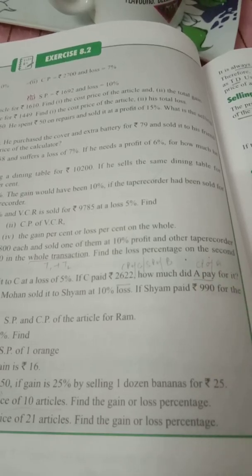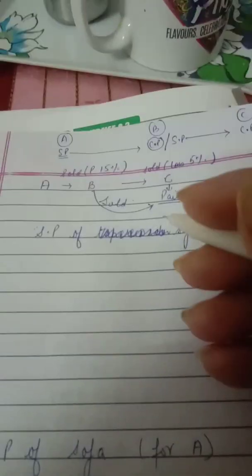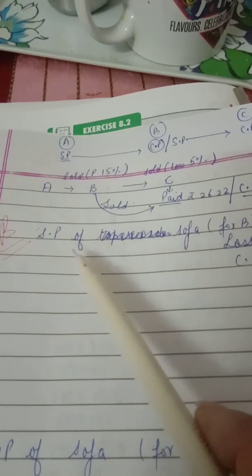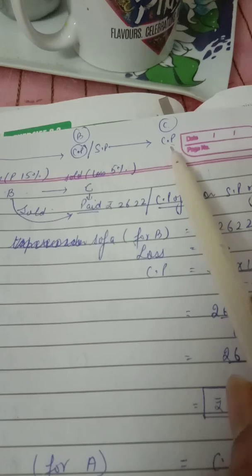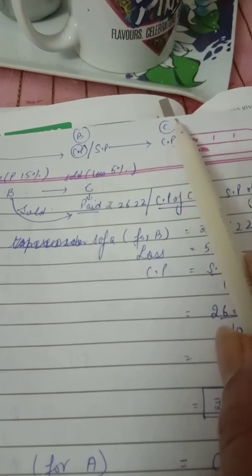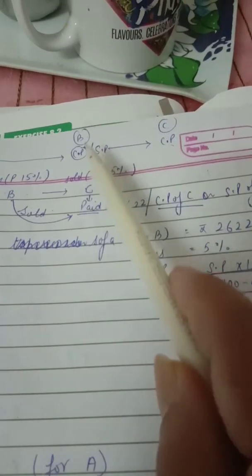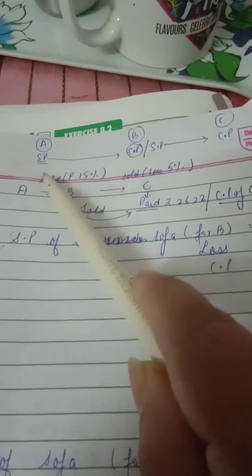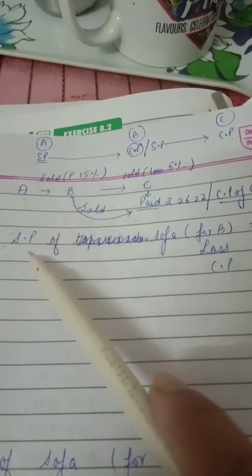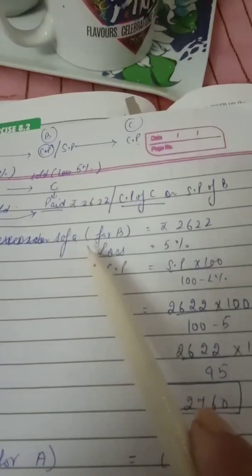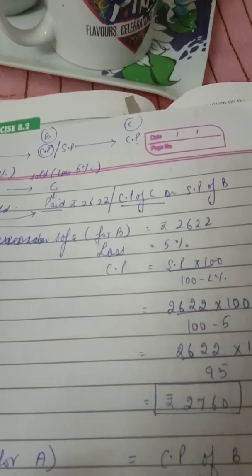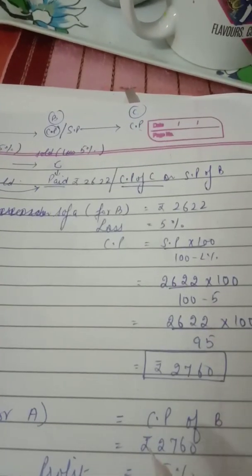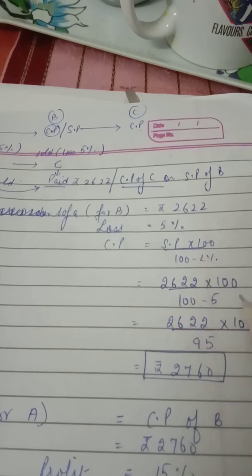So let's take the solution now. This question will start from B first, like we'll begin with B, information from B. Because they told that C has paid 2622, whatever is the cost price for C, that will be the selling price for B, and whatever is the CP of B, that will be the SP of A. So we begin the question with SP of tape recorder. This is for B, that is rupees 2622. The loss is 5%, so we'll calculate the cost price, and the cost price we get as 2760 after putting the values in the formula.